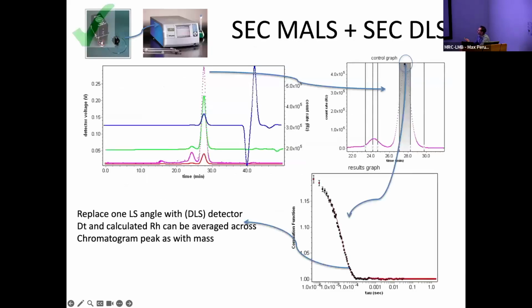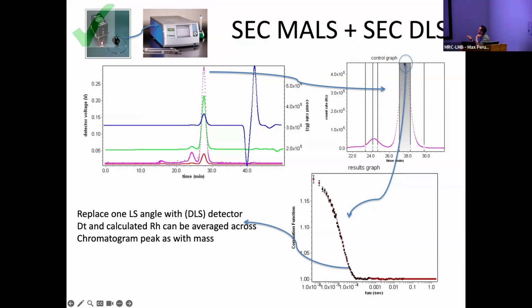Okay, so just to finish up, what we actually have as well on our SEC-MALS machine is, instead of having the 18 angles that we have around in here, one of them was removed, and there's a DLS detector in there as well. So if we run SEC-MALS, as well as getting the Rg, the radius of gyration, we can also measure the hydrodynamic radius. So we can do this in one.